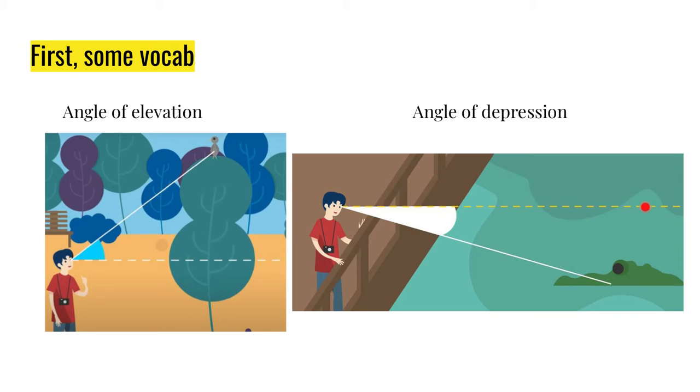The angle of depression is not depression like the mood. Depression means to like push down. So it's as he's looking down into this tank at this crocodile, this is the angle of depression. Notice that both of these are from the horizontal. From the horizontal, that's really critical.